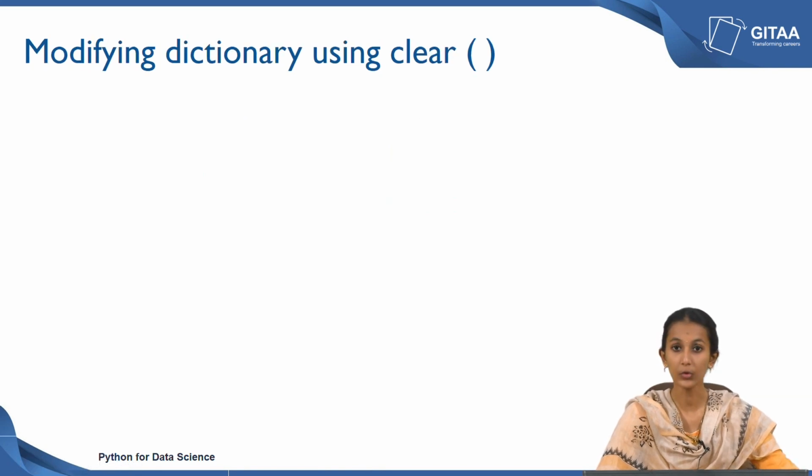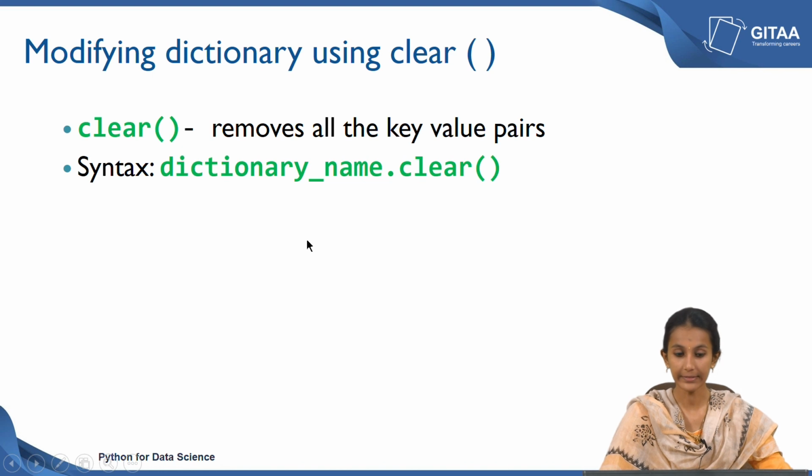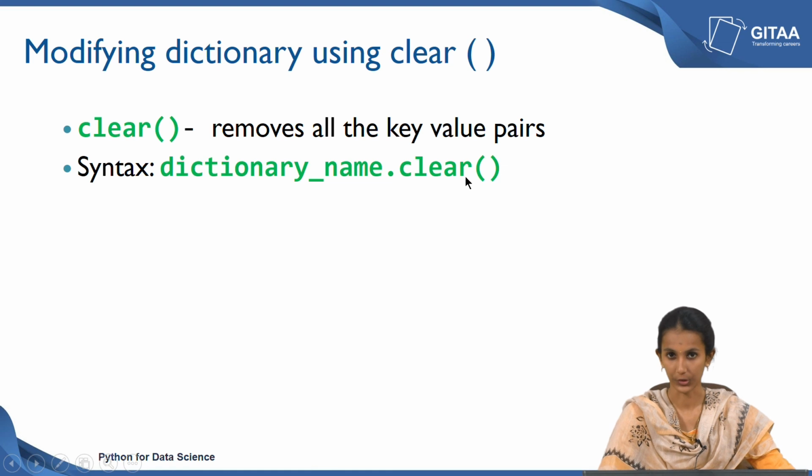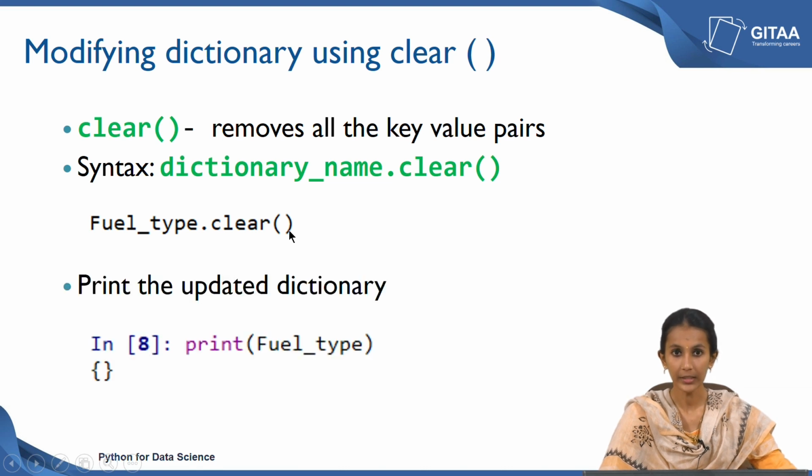Next we look at how to clear the key value pairs from the dictionary. What clear does is remove all the key value pairs from the dictionary, leaving a null dictionary. The syntax is dictionary name dot clear function. If you use fuel_type.clear and print the updated dictionary, it will return a null dictionary. There will not be any elements in this dictionary.